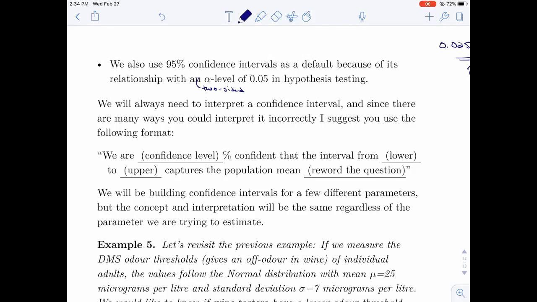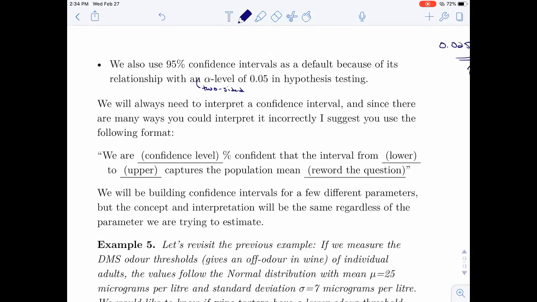So we are 95% confident, for example, that the interval from 4 to 8, the interval that you found, captures the population mean of whatever I asked you to make an interval of, like the mean distance to the door. Doesn't really make sense now, but in the questions it'll make more sense. So we're 95% confident that the interval from this to this captures the population mean. Here's the keyword: captures.